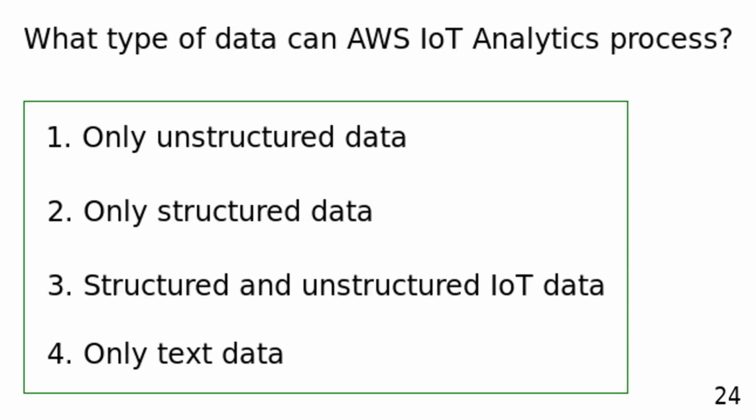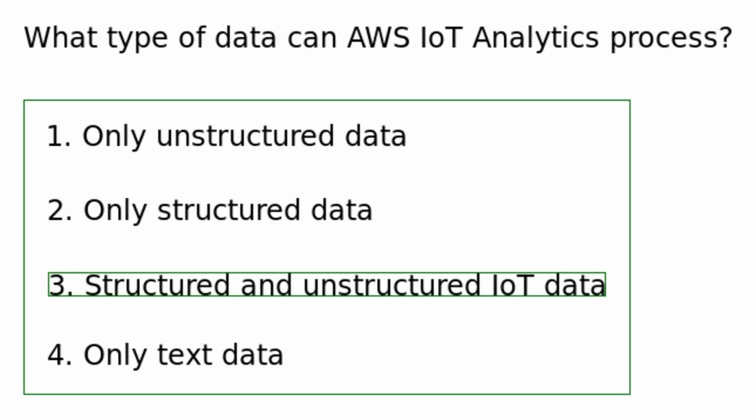What type of data can AWS IoT Analytics process? Only unstructured data. Only structured data. Structured and unstructured IoT data. Only text data. AWS IoT Analytics is capable of processing both structured and unstructured IoT data.